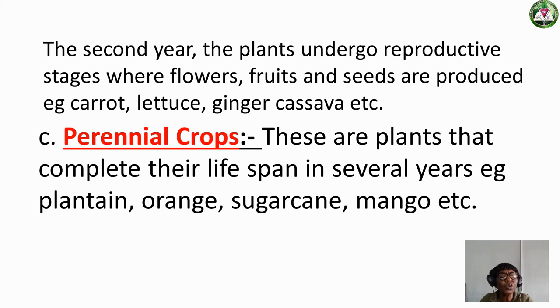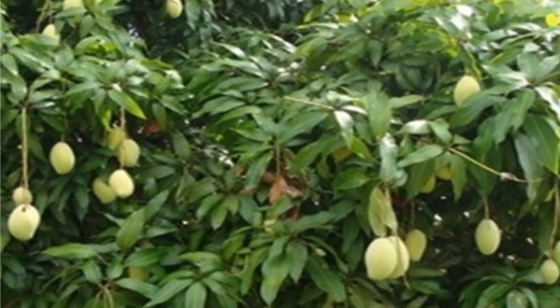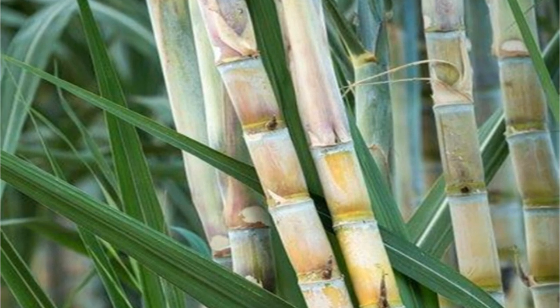Then we go to the third group. We call them the perennial crops. Repeat after me. Perennial crops. These are plants or crops that complete their life cycle in several years. They will grow, produce vegetative growth, their leaves, their roots, the stem, flowers, and so on. Then after so many years, they produce fruits and food. Typical example is the mango. Some mango can last up to 5 years, some 6 years. The orange, the plantain, the sugar cane. These are perennial crops.